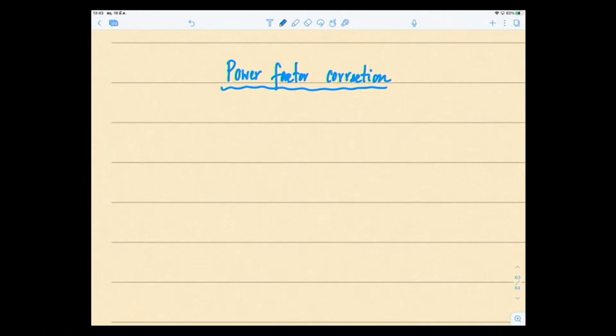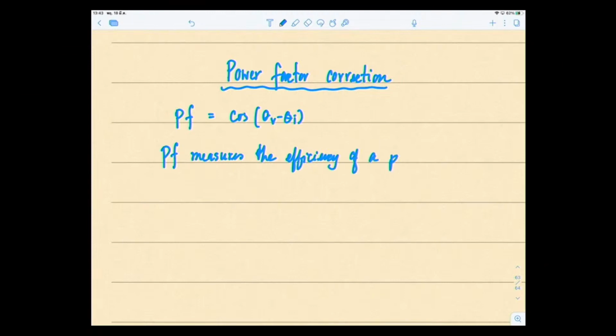And today we are going to do a topic on power factor correction. As you may remember, power factor, or we write it as PF for short, the formula is cos of theta V minus theta I. Also, the PF value measures the efficiency of a power distribution system.